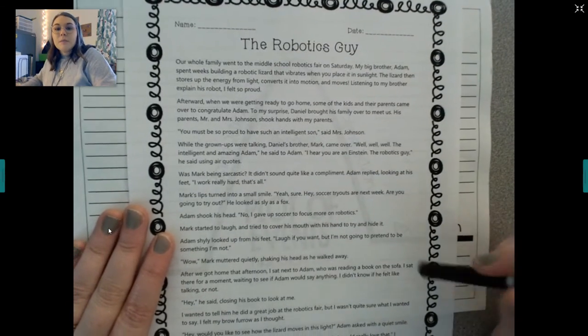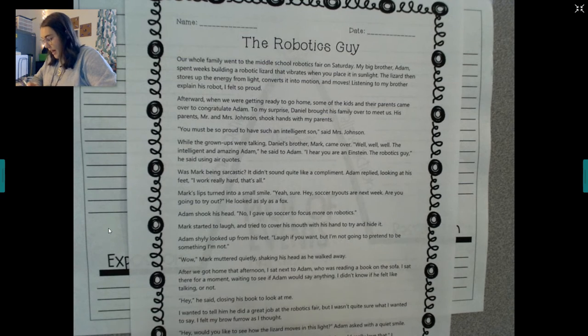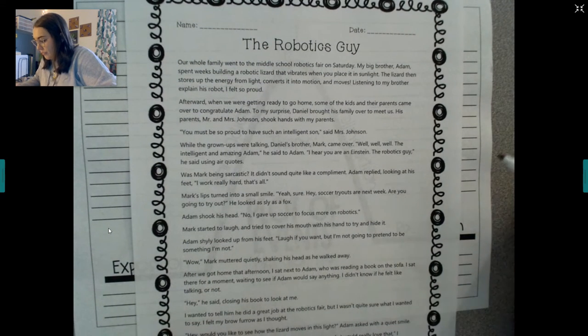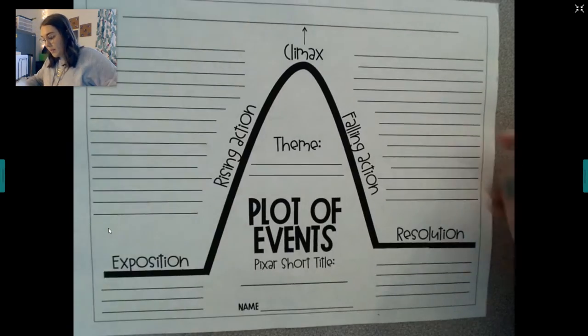Our whole family went to the middle school robotics fair on Saturday. My big brother Adam spent weeks building a robotic lizard that vibrates when you place it in the sunlight. The lizard then stores up the energy from light, converts it into motion, and moves. Listening to my brother explain his robot, I felt so proud. Afterwards, when we were getting ready to go home, some of the kids and their parents came over to congratulate Adam. To my surprise, Daniel brought his family over to meet us. His parents, Mr. and Mrs. Johnson, shook hands with my parents.